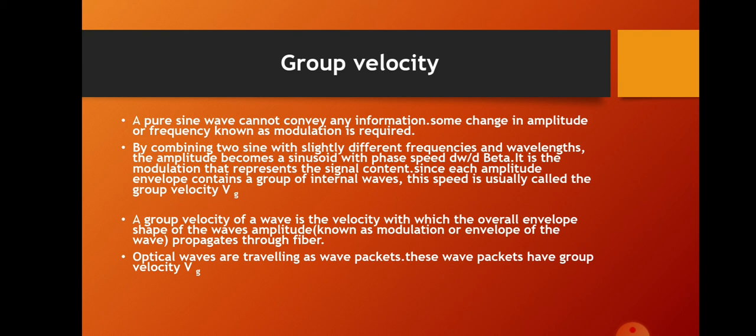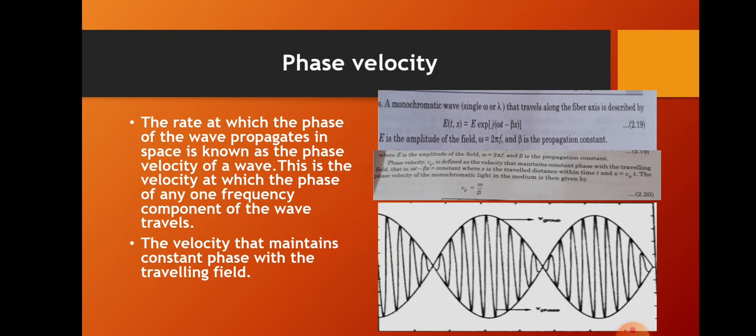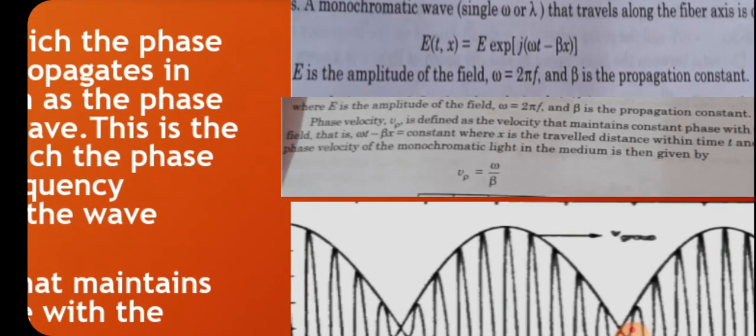And optical waves are traveling as wave packets, and these wave packets have group velocity Vg. Group velocity is indicated by the letter Vg, and that is given by the equation d omega divided by d beta. So group velocity is d omega by d beta, and phase velocity is omega by beta. Okay.